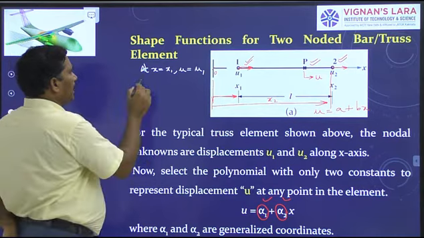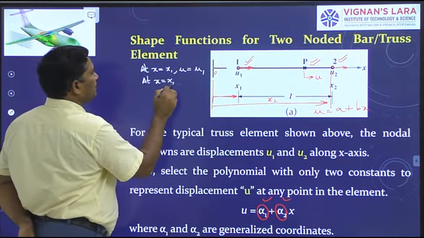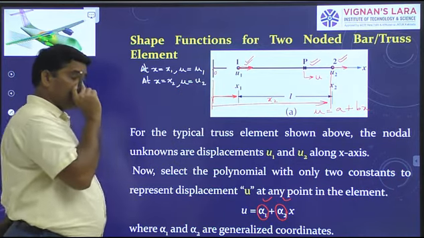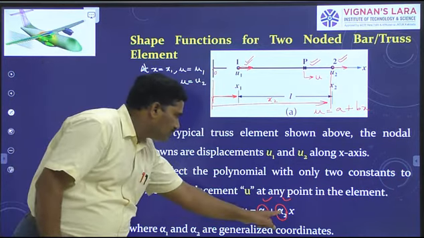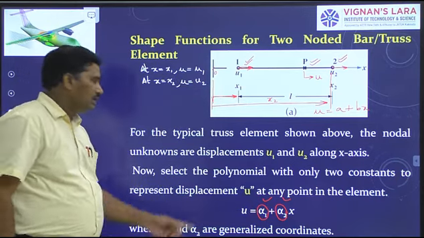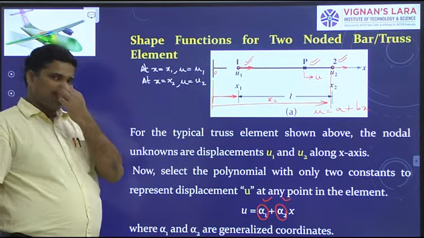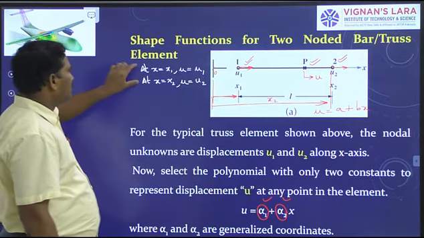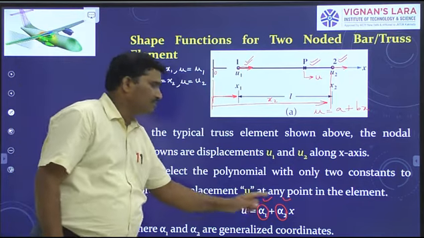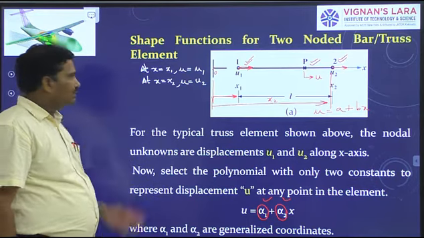Next one. At x equal to x2, u equals u2. This is another condition. Because there are 2 generalized coordinates appearing in the polynomial, these unknown generalized coordinates we can determine from these 2 conditions. Okay? Because there are 2 unknowns, you want 2 equations. Right? That we write now.